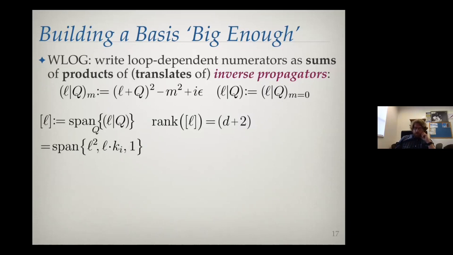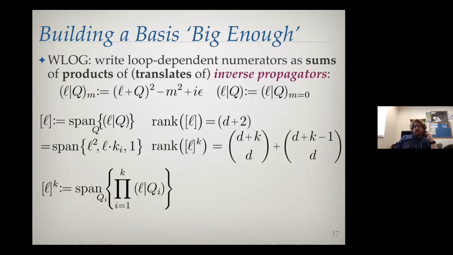Well, it will become one. So obviously we need higher degree polynomials in general, and we can construct those by writing vectors in the span of products of inverse propagators. And in the embedding space formalism, say, it's very easy to see that these are symmetric traceless representations of SO(d+2). So we can compute the rank very directly. There's a nice combinatorial formula for it.